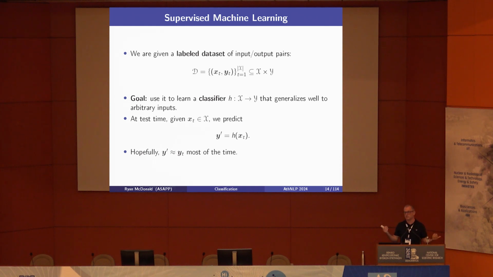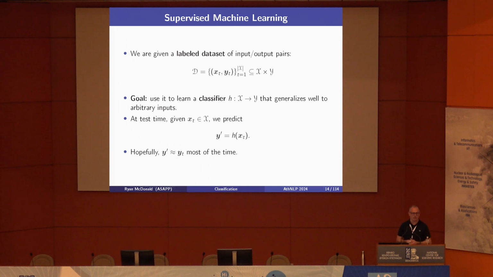So that would be like those 3 sequences of symbols we saw before with the +-1 label. That's D in this particular case. So our goal is to learn a classifier, call it H, that maps from some inputs, the input space X to the output space Y. Give it an email, tell me if it's spam. And we want to learn it so that it generalizes well to arbitrary inputs.